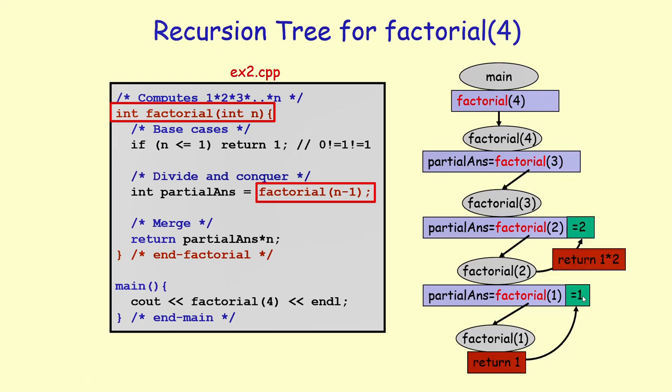Now we return back to the context of factorial 3. Partial answer would be 2, and we continue with the merge step that says partial answer times n, so that would be 2 times 3, that's 6. We return to the context of factorial 4.